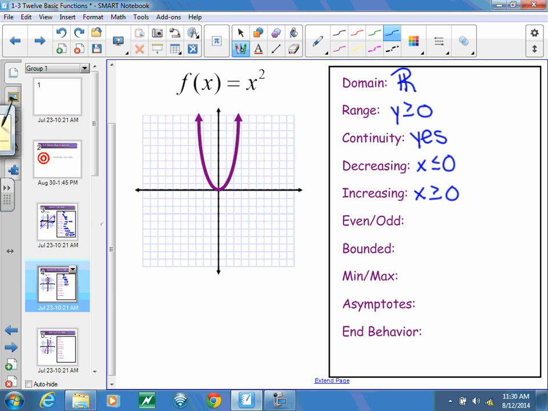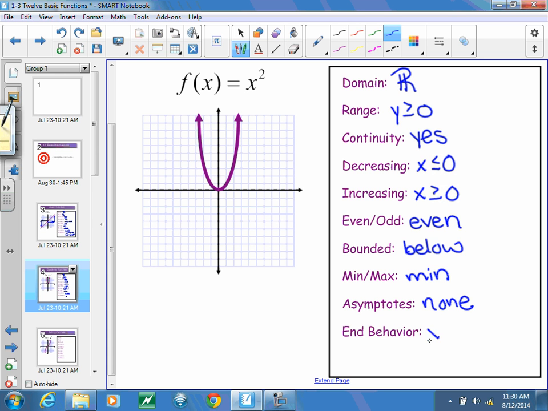Going on to whether it's an even or an odd function, since there is y-axis symmetry, it is an even function. And our graph here is bounded below because we do have a minimum. And as far as asymptotes go, we have none.